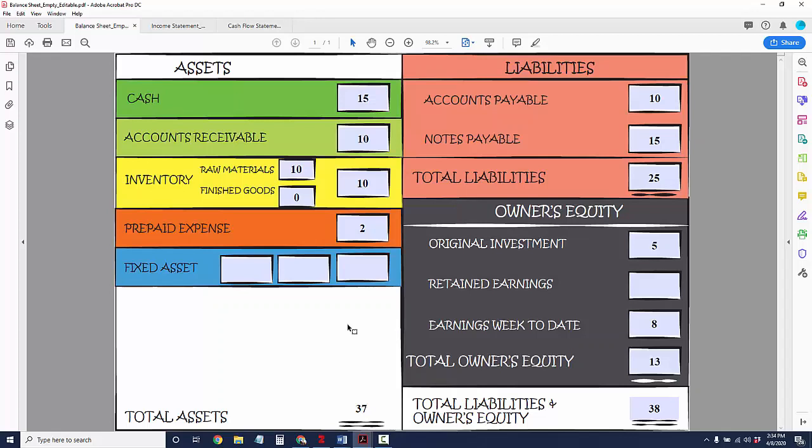We're not in balance. Do you remember how expenses affect the balance sheet? Expenses affect the balance sheet through earnings week to date. The fact that we have these business expenses reduces our earnings. So our earnings week to date go from 8 to 7, right? Because this week we are using $1 worth of insurance. And that brings our total owner's equity to 12 and our total liabilities and owner's equity to 37.